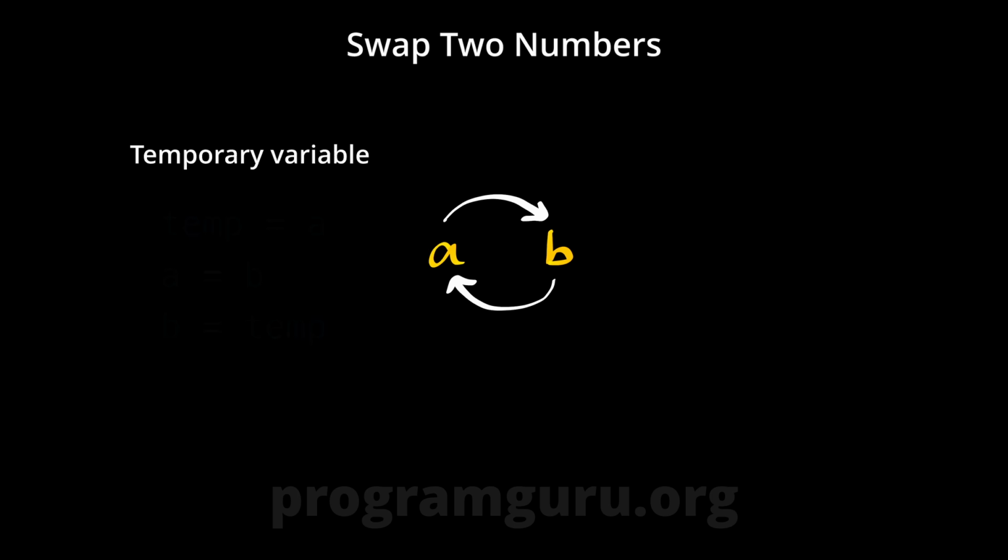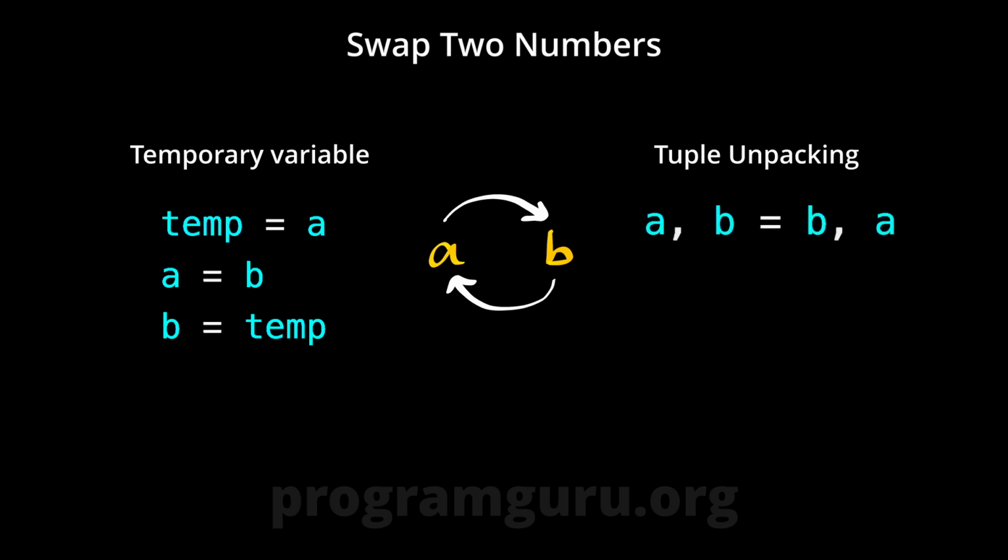Swap two numbers in Python. There are many ways to swap values in two numbers. Let us see two of them. The first way is to use a temporary variable. This is the dumb way. The second way is to use tuple unpacking. This is the Pythonic way.